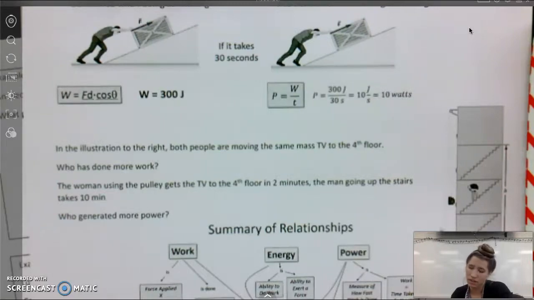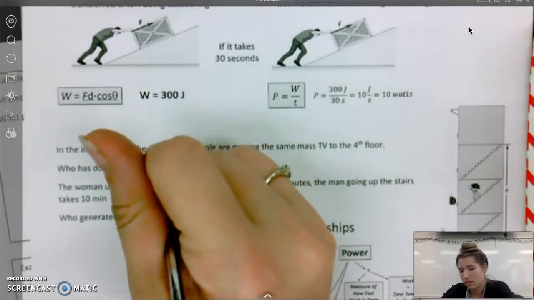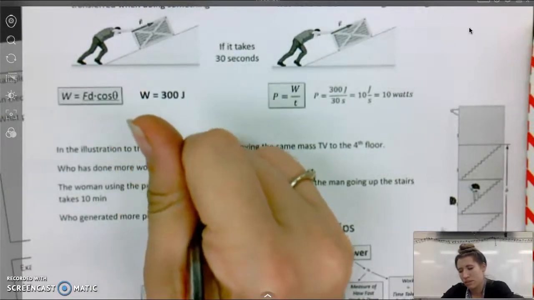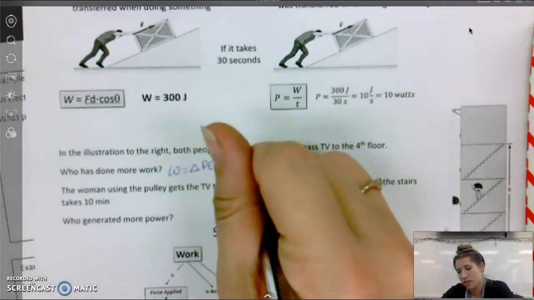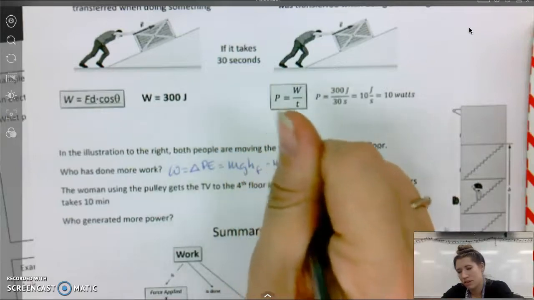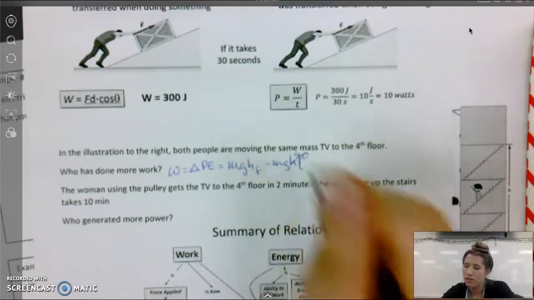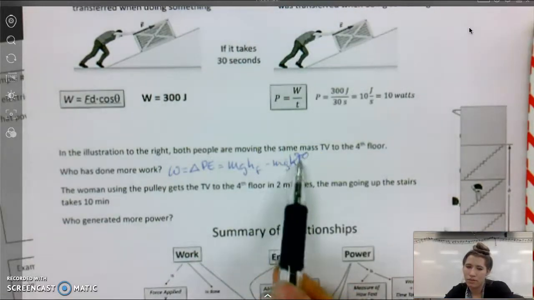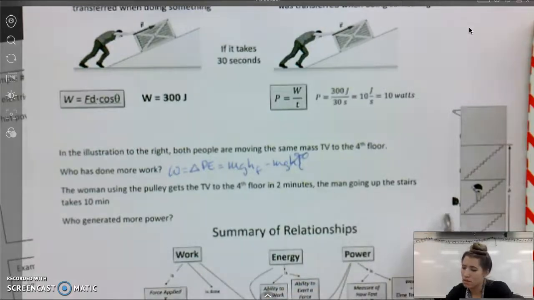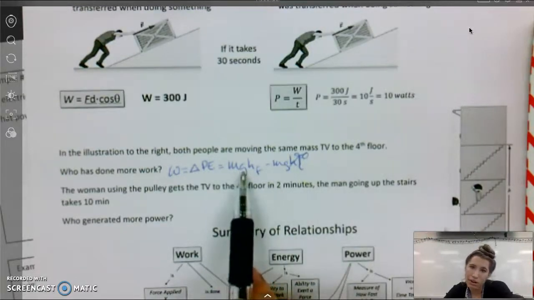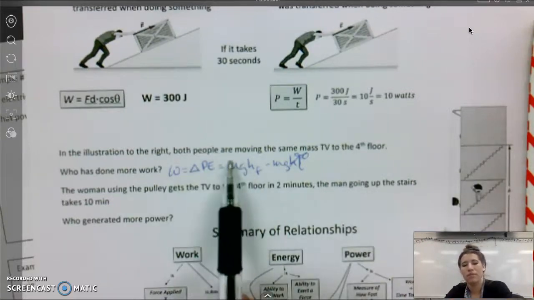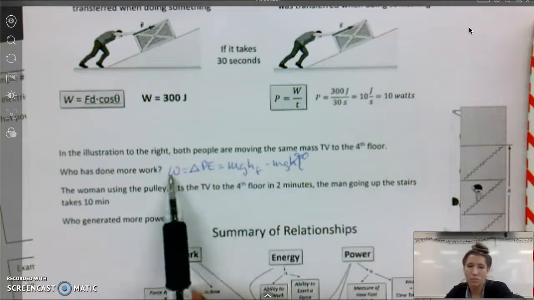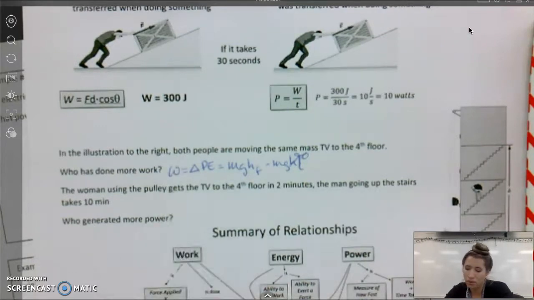The mass of the TV is the same. Let me write this out. Work is going to be a change in potential energy for this situation, so that would be mgh final minus mgh initial. We'll say that the ground is 0, so that would all be 0. The mass is the same for both, acceleration due to gravity is the same, and the final height of the TV is the same for both. So the change in potential energy is the same, which means the work is the same. They're doing the exact same amount of work.